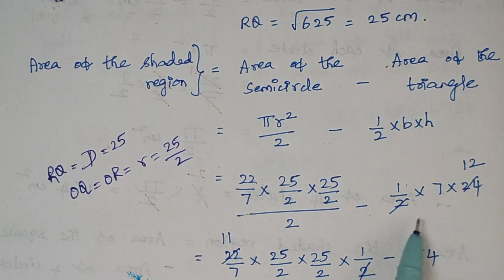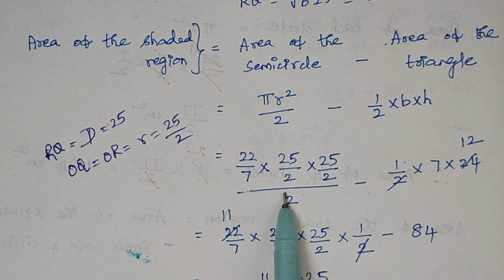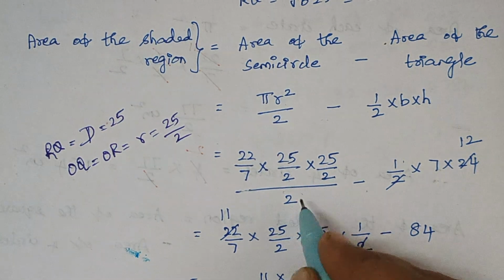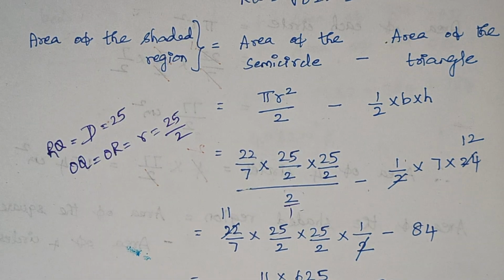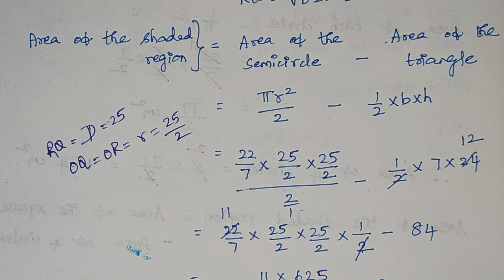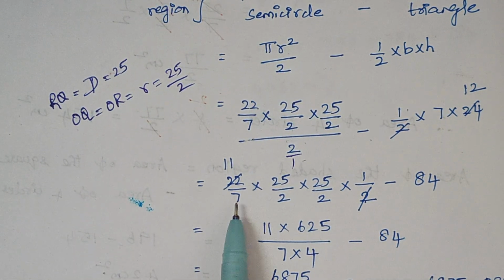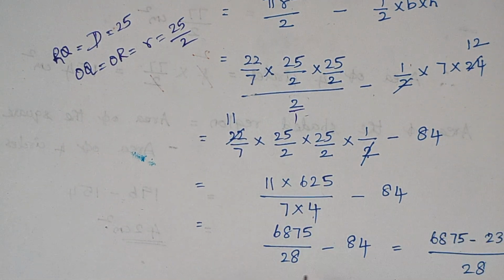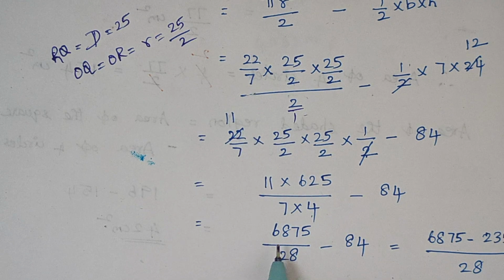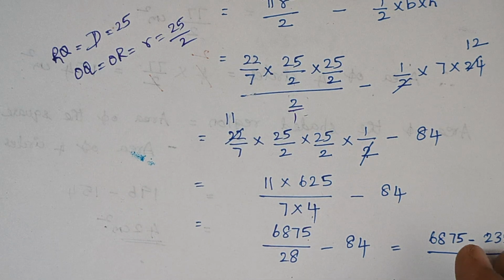Here you see 2 and 24 cancel each other, and again I am moving this 2 to the numerator side. So here it is 2 by 1. When you shift this 2 by 1 to the numerator, it becomes 1 by 2. And again this 2 and 22 cancel each other. So the remaining terms are 11 into 25 square, which is 625, divided by 7 into 4, minus 84. When you multiply here, you get 11 into 625 is 6875 by 28 minus 84. And the next step is we have to take LCM.